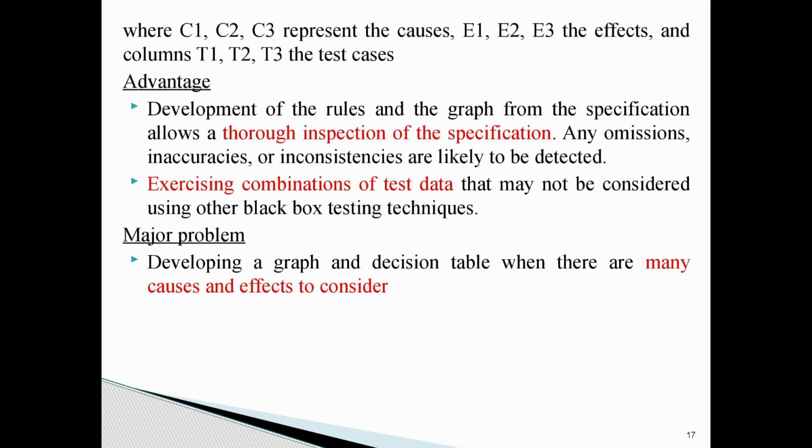Next, advantages. The development of the rules and graphs from a specification allows a thorough inspection of the specification. Any omissions, inaccuracies or inconsistencies are likely to be detected. The second one is exercising combinations of data that may not be considered using other black box testing techniques. What is the disadvantage? Developing a graph and decision table when there are many causes and effects to consider will be a time consuming problem. So this is about the cause and effect graph.